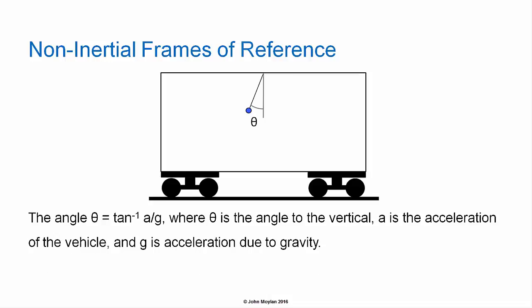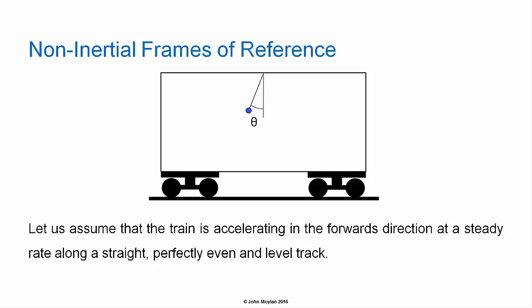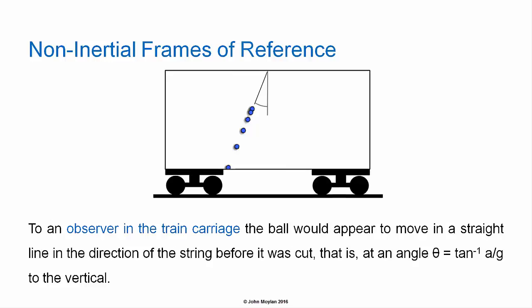The angle theta equals tan^-1(a/g), where theta is the angle to the vertical and a is the acceleration of the vehicle. g is, of course, acceleration due to gravity. Suppose we were to cut the string suspending the mass from the roof of the train carriage. What would happen? Let us assume that the train is accelerating in the forwards direction at a steady rate along a straight, perfectly even and level track.